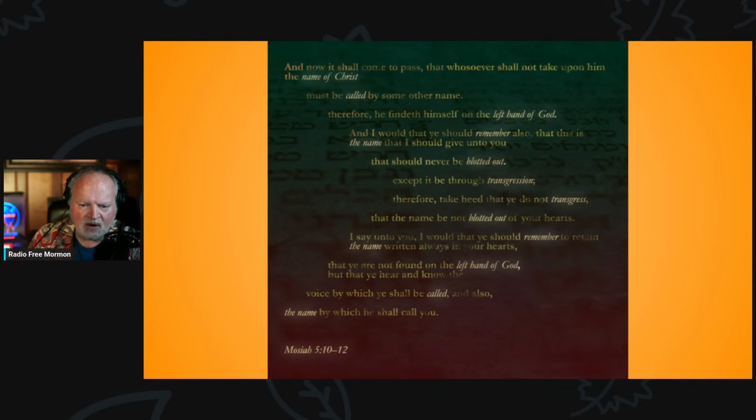Now we get to the center part of this chiasm where it talks about transgression. "Except it be through transgression." And then immediately after it, it says, "therefore take heed that ye do not transgress." That's the centerpiece of the chiasm, which is itself a parallelism between transgression and transgress. So this is a very nice chiastic structure that's found in the Book of Mormon.